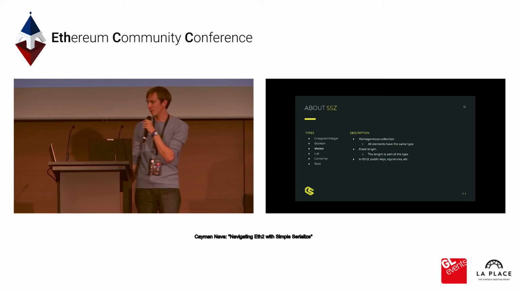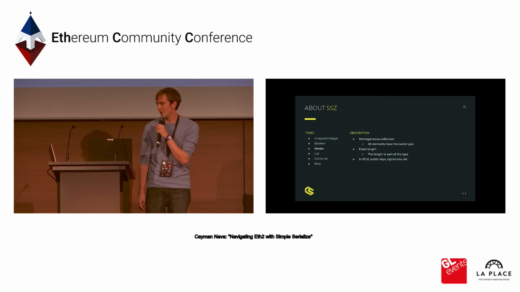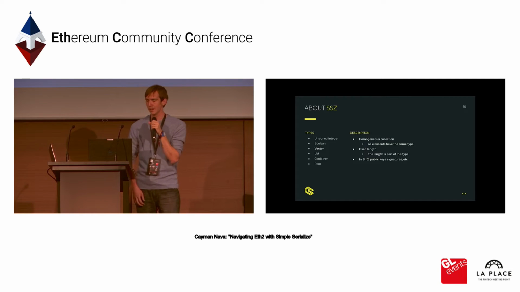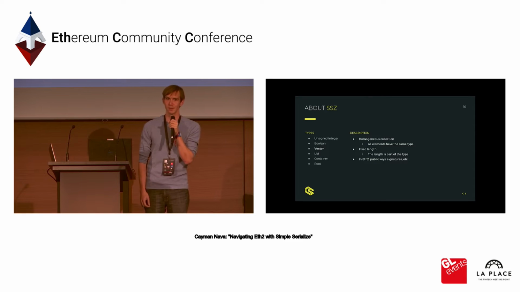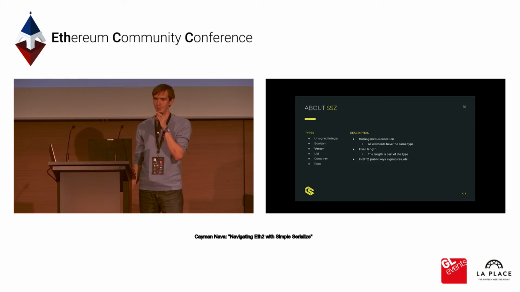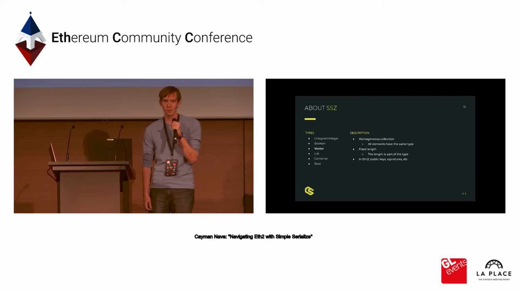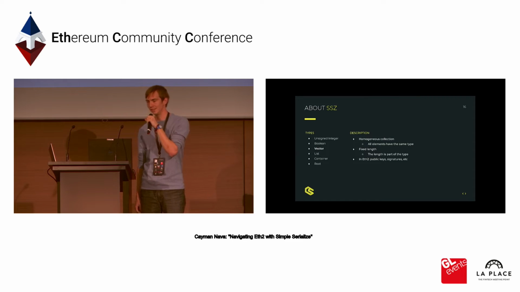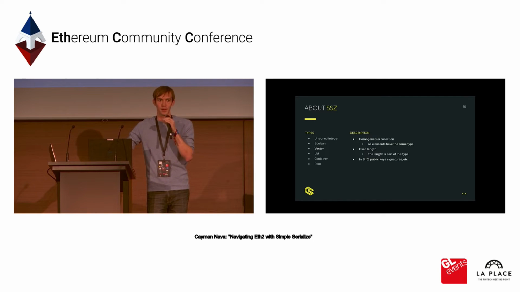So here's where things start to get a little more interesting. The vector type that we define is a homogeneous collection. So there's just one type for all the elements, and it's fixed length. So the length is part of the data's type. Some examples in Eth2: validator public keys, signatures. So most of the byte arrays that we deal with are fixed length.